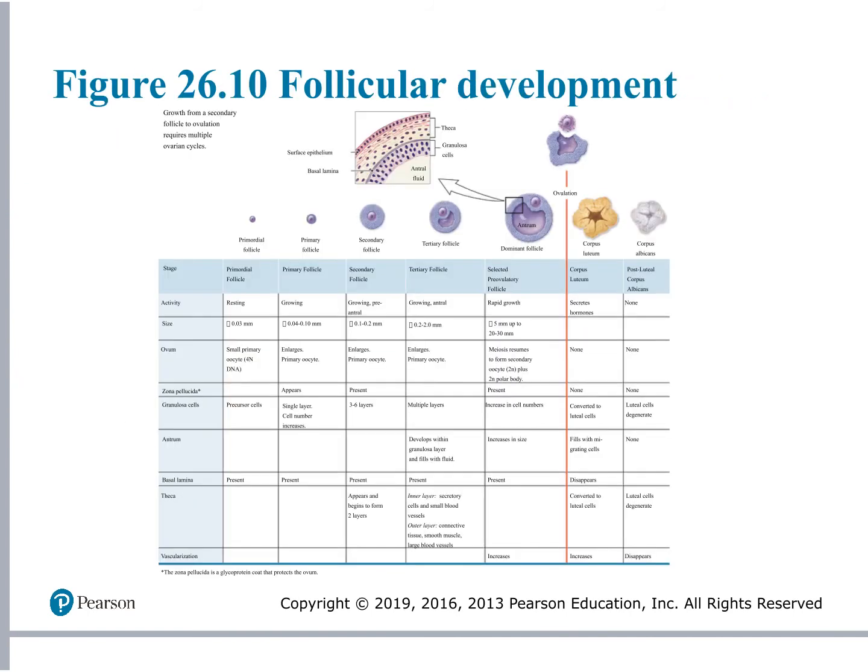This picture just shows the same thing we went over, but if you're more of a visual person, it shows primordial follicles and the common characteristics of each stage. A primordial follicle turns into a primary follicle, and the primary follicle turns into a secondary follicle. Then the secondary follicle becomes a tertiary follicle, which becomes the dominant follicle, and then we have ovulation. After ovulation, the cells left behind become the corpus luteum, and then if there's no pregnancy, eventually it becomes the corpus albicans.